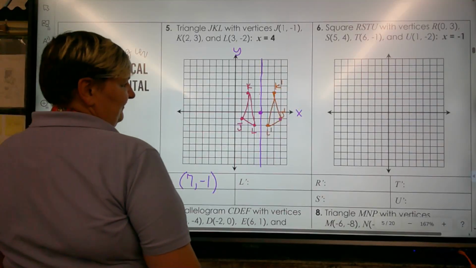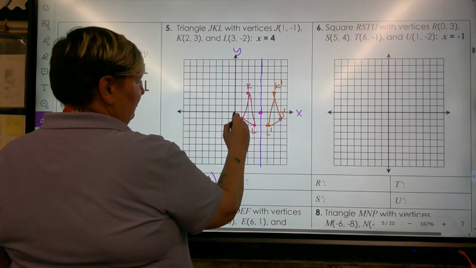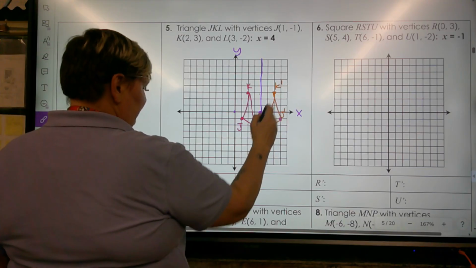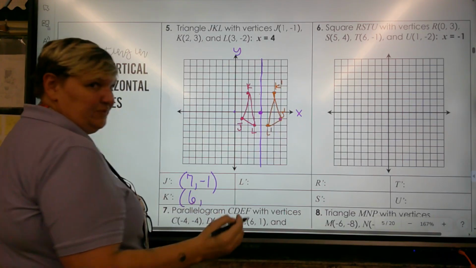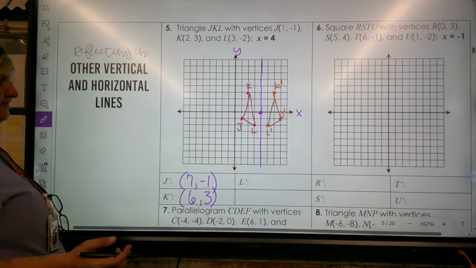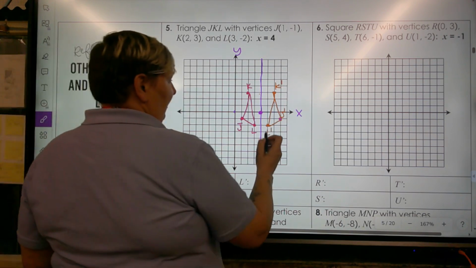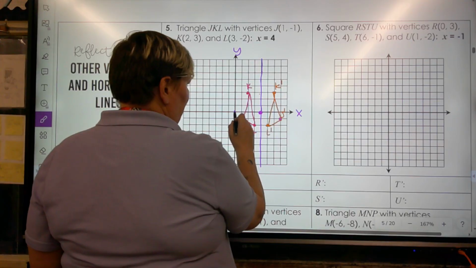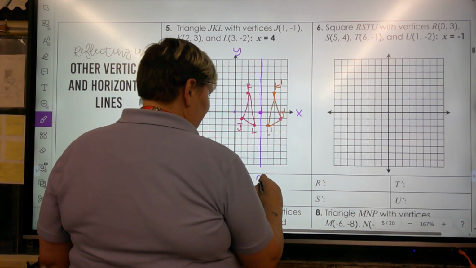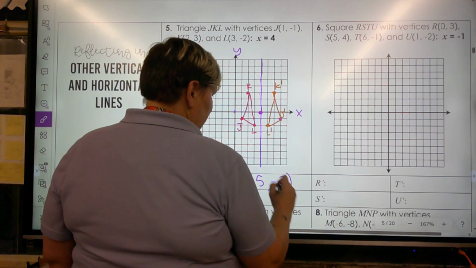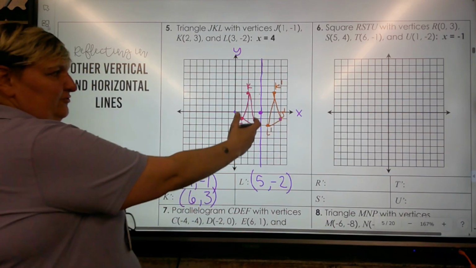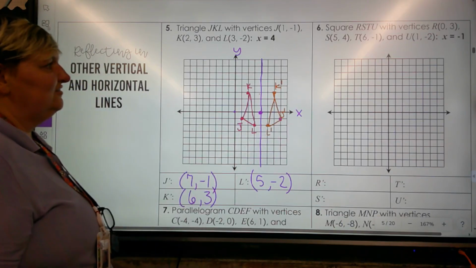All right. And then to get to K prime, start at the origin. I went 1, 2, 3, 4, 5, 6 to the right, and 1, 2, 3 up. So I went 6 to the right, which is positive 6, and I went 3 up, which is positive 3. All right, and L to L prime. All right, so 1, 2, 3, 4, 5 to the right, and 1, 2 down. 5 right, 2 down, not 1 down, 2 down. 5 right, 2 down. And now I have my coordinates for my image, for my primes, right?